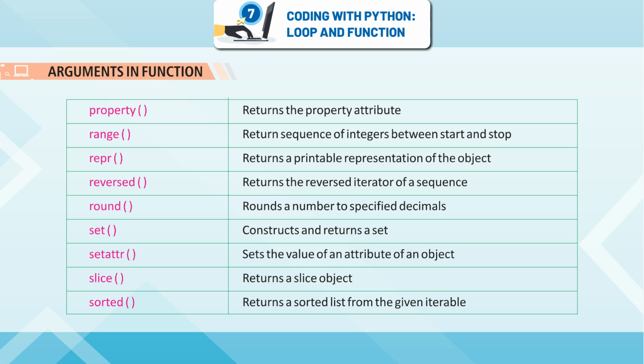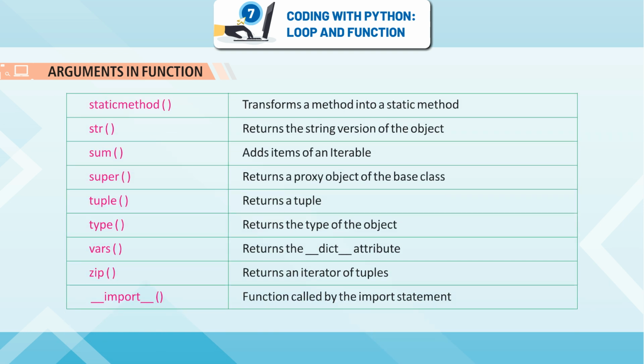sorted returns a sorted list from the given iterable. staticmethod transforms a method into a static method. str returns a string version of the object. sum adds items of an iterable. super returns a proxy object of the base class. tuple returns a tuple. type returns the type of the object. vars returns the __dict__ attribute. zip returns an iterator of tuples. __import__ is a function called by the import statement.